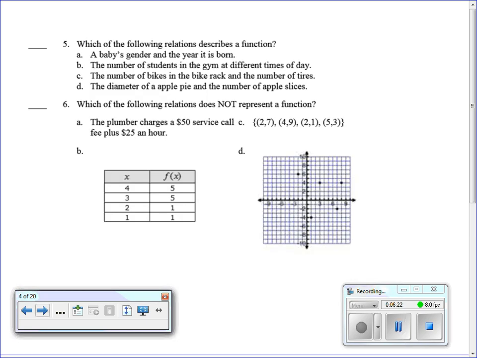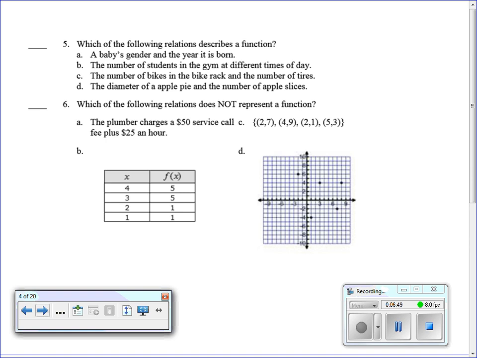Looking at 5, it says, which of the following relations describes a function? Well, when you're looking at a word problem, it's important to kind of make the situation relevant, to maybe come up with some data. So identify your independent variable, identify your dependent variable. And in this case, it really doesn't matter when we're talking about baby's gender and year born, because neither one of them affect the other.